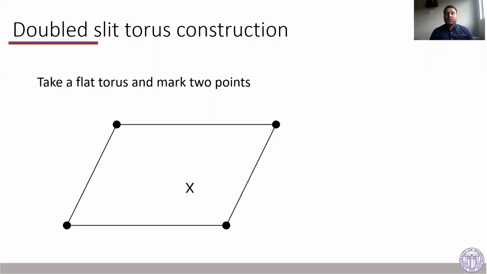So I want to walk us through the construction of the main character of the rest of the talk, something that I've been calling doubled slit tori. So I want to show us how to construct one.